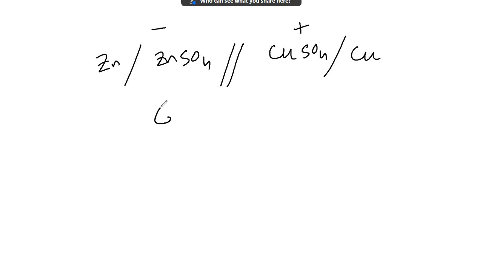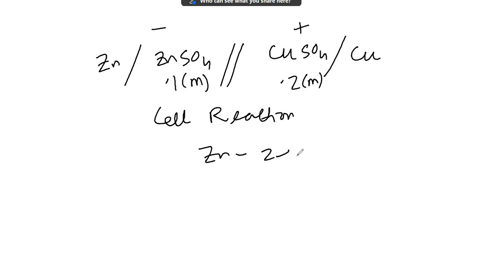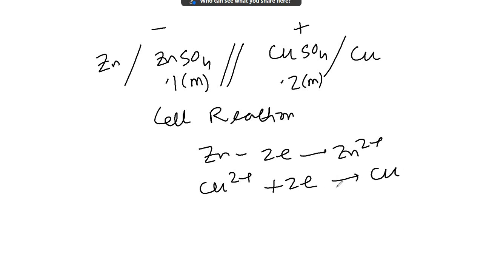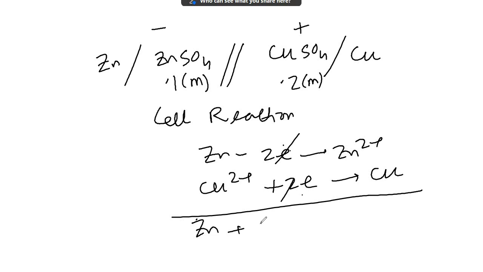So, first I'll write down the cell reaction. Suppose zinc sulfate is 0.1 molar and copper sulfate is given as 0.2 molar. Cell reaction will be: zinc loses 2 electrons forming Zn2+. On the other hand, Cu2+ takes up 2 electrons forming copper. On adding these two, we have to make the number of electrons given and taken the same. 2 electrons are lost, 2 electrons are gained, so these cancel, giving Zn plus Cu2+ gives Zn2+ plus Cu.